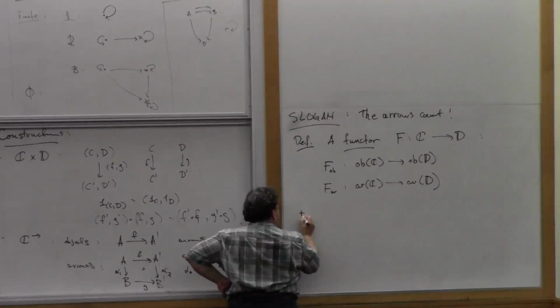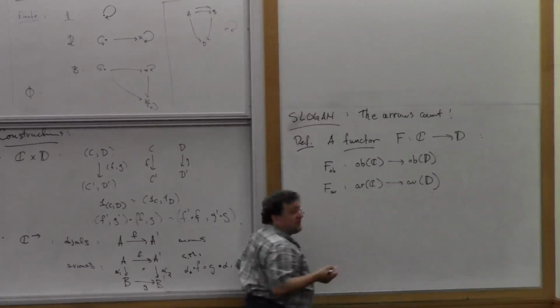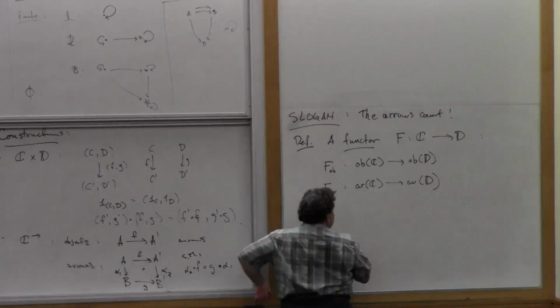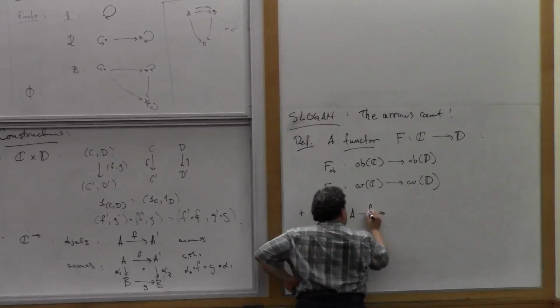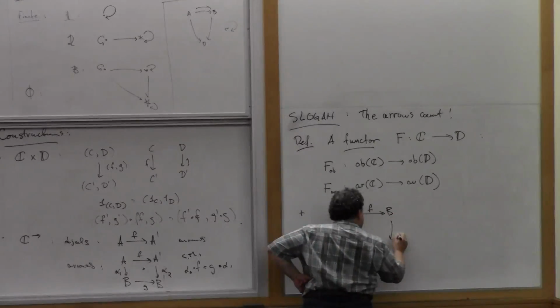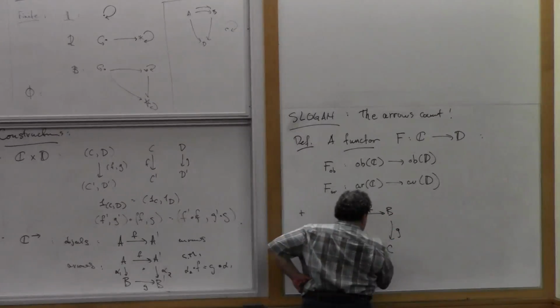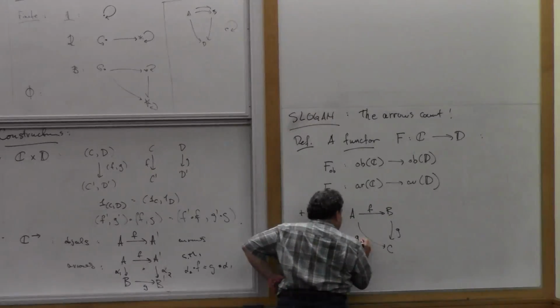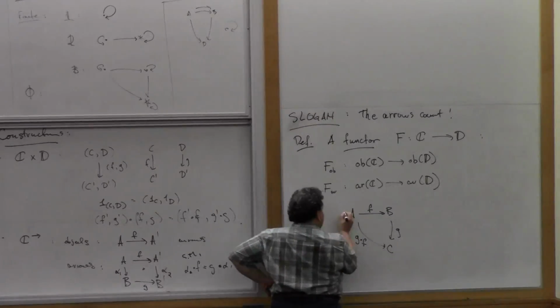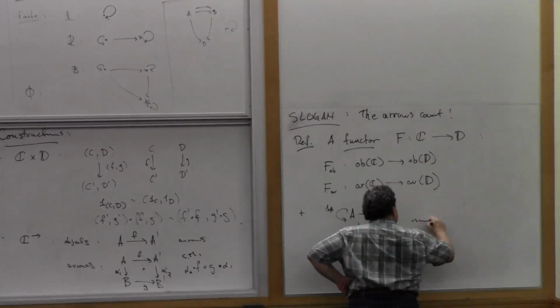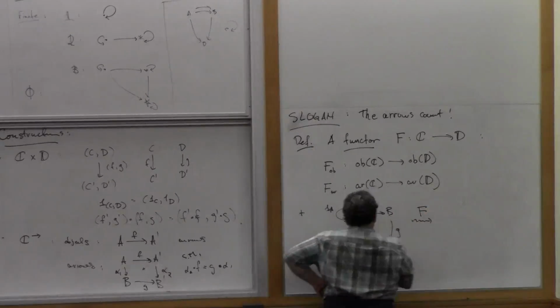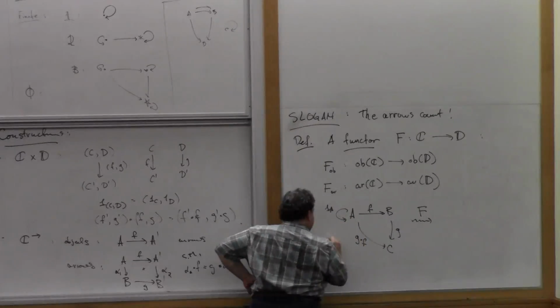plus some laws which are best illustrated diagrammatically. That is, if I have here A, f, B, g, C, and then here's the composite g after f, and here, say, is the identity on A, and I apply the functor F, so this whole diagram is living in the category C.